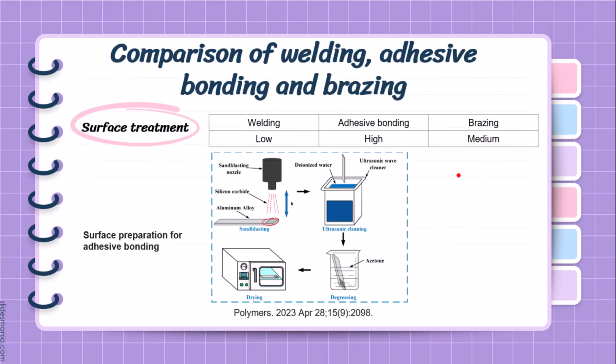Regarding brazing, we also have some surface preparation, but it is less critical than for adhesive bonding, because in brazing we usually use fluxes that at high temperature dissolve the oxide layer and the impurities on the surface.